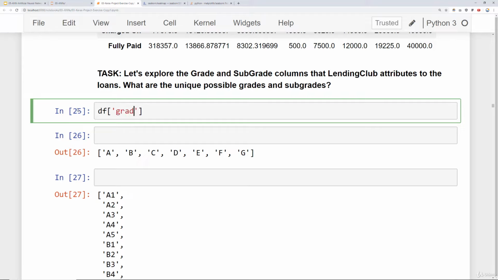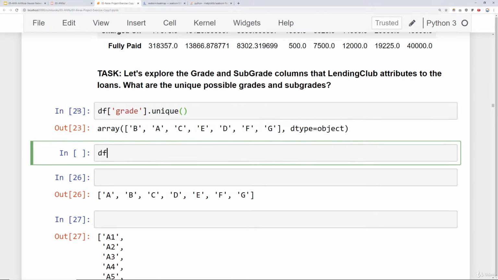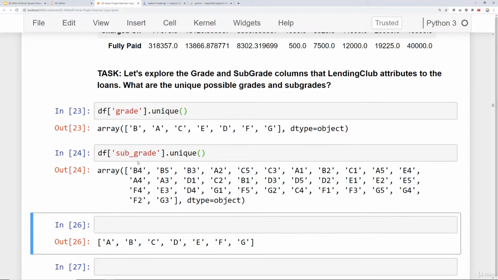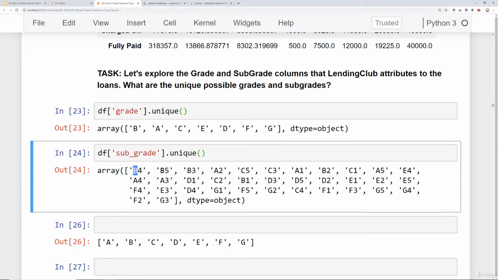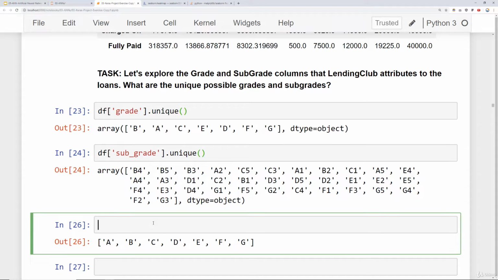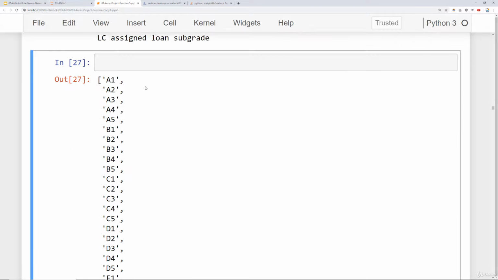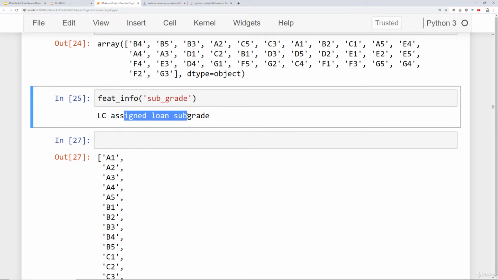You can just simply grab the grade column and then ask for unique off of this, and you should be able to do the same thing for the subgrade column. Simply say unique, and we can see right away that the subgrades basically contain the information of the actual grade itself, because it contains the letter grade and then some sort of sub character. And if we ever wanted information on what it represents, we can always say feat info and then pass in something like subgrade, and it will report back the Lending Club assigned loan subgrade.